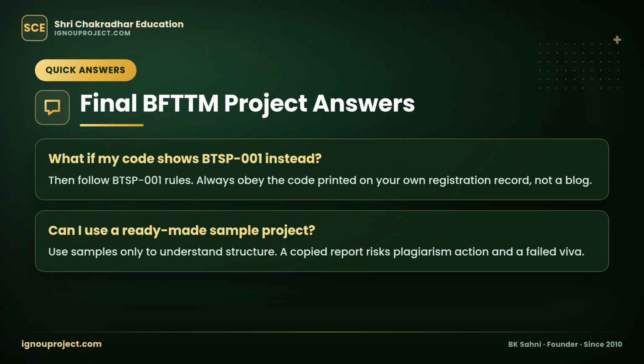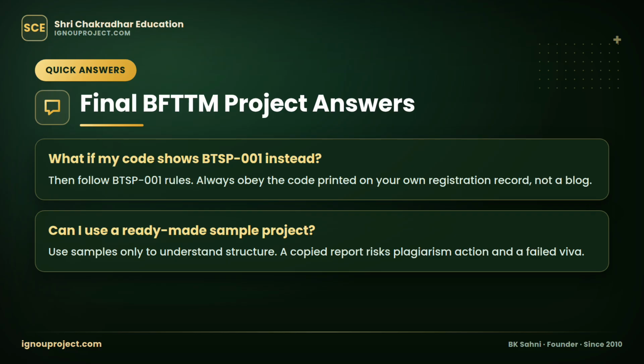And the last 2. What if your record shows BTSP-001 rather than BTSP-115? Then follow the BTSP-001 rules, because you always obey the code printed on your own registration record. And can you use a ready-made sample project? Use samples only to understand structure and formatting. A copied report risks plagiarism action and collapses instantly in the Viva.